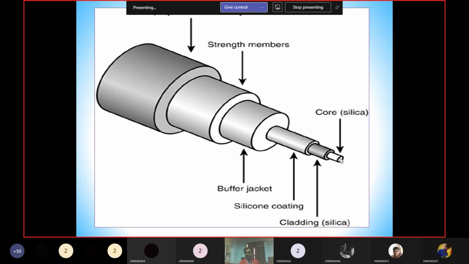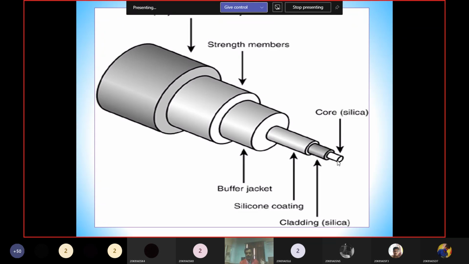When light is transmitted from a medium where the refractive index is high, we call it the denser medium. Here the cladding refractive index is low, so light is moving from the denser medium to the rarer medium. What happens? Total internal reflection takes place if the incident angle is greater than the critical angle. Based on this principle, the fiber works.